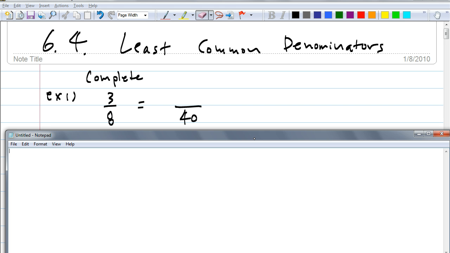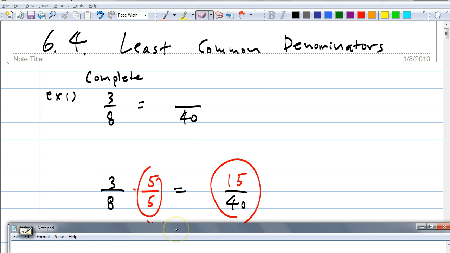So what should I do here? What kind of work do I need to show? Anais: You need to times 3 by 5. I need to multiply the 3 by 5 and the 8 by 5. You're right. You don't just multiply one, right? You have to multiply top and bottom, the numerator and the denominator.